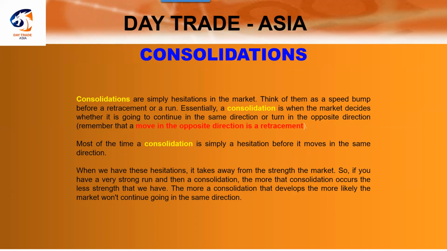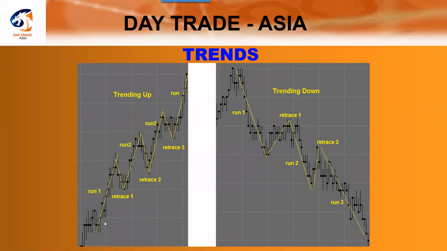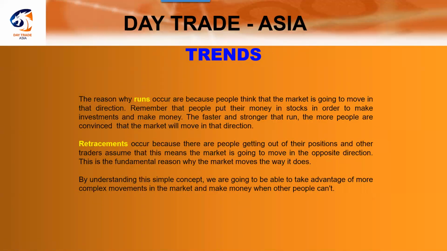When you have these hesitations, it takes away from the strength of the market. And what I mean by the strength of the market is, okay, you have the strong run to the upside, right? When you have a consolidation here, it takes basically the energy from this momentum, the strong momentum going to the upside, takes it away. And the bigger the consolidation, the more energy it takes away from this up move. And most likely you'll have a higher probability where it might reverse. Okay. So that's what a consolidation is. It takes energy out of that move.